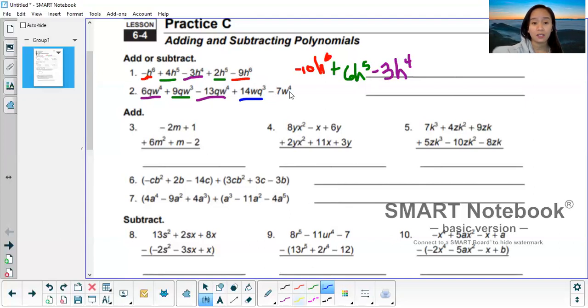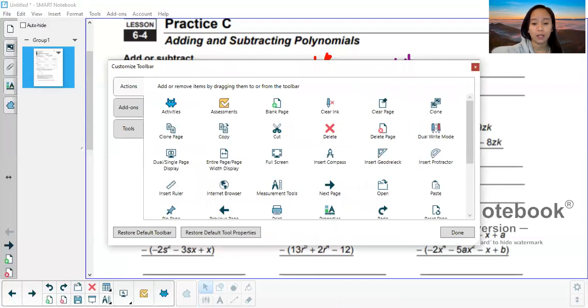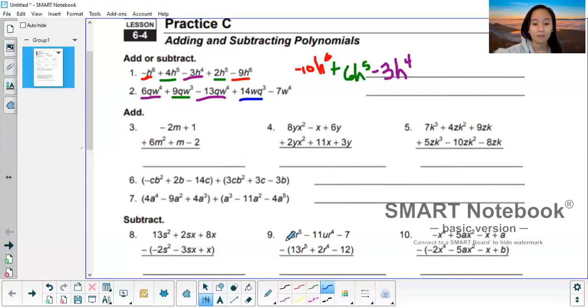Same goes with this one. Same with this one. So it's only this negative 7W4, which has a W4. So you copy minus 7W4 after. So take note, the sign that goes in front of that will also go when you write that, especially if you're not combining that to others. Okay, now it says add. So don't forget to add for everything in 3, 4, 5, 6, and 7. So take note of that plus sign.